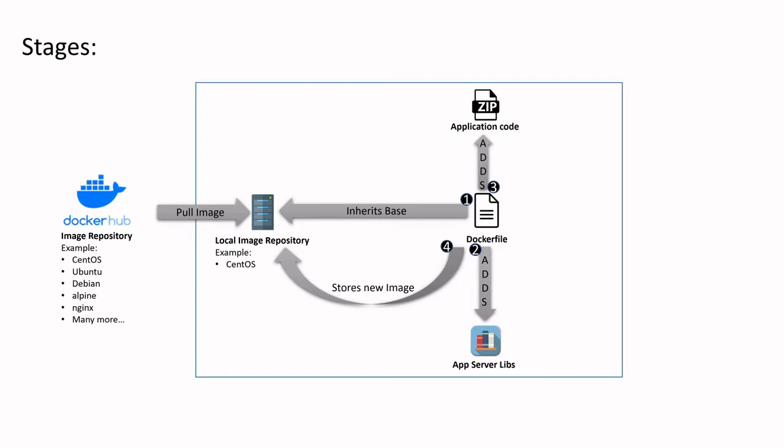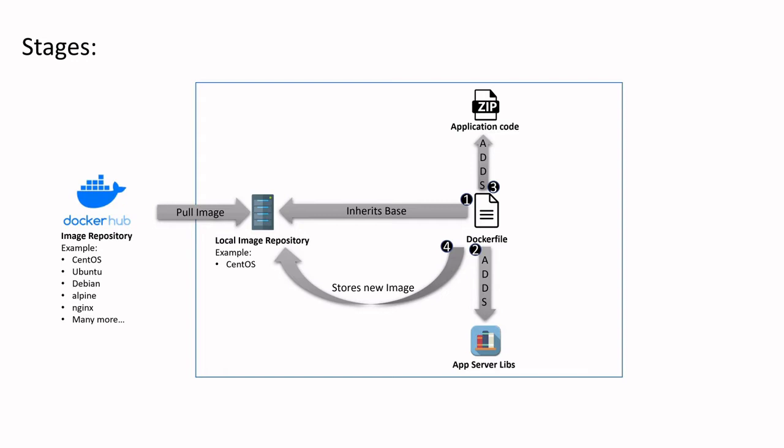Similarly, you have this Docker Hub, which is kind of like a Docker marketplace where you can list all the available images, for example CentOS, Ubuntu, Debian, Alpine, Nginx, and a lot of others. Consider those as base images. By default, you cannot create a base image. You have to inherit one base image, and that has to come from Docker Hub, or from other sources.